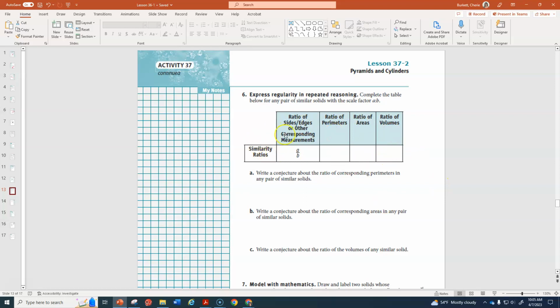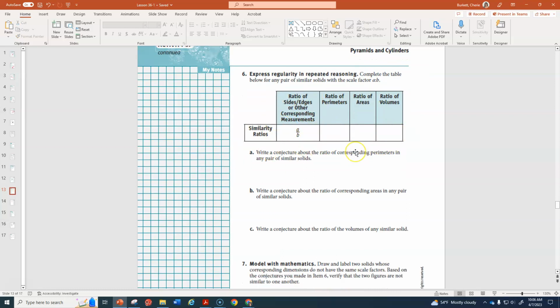This is our goal: to learn how, when we're comparing similar solids, we change the dimensions. Similar solids means that they're the same shape, but different sizes. If we know the perimeter, the area, or the volume of one, do we actually have to calculate the perimeter, the area, or the volume of the other one, or is there some shortcut to being able to get that information? That's what we're trying to figure out.